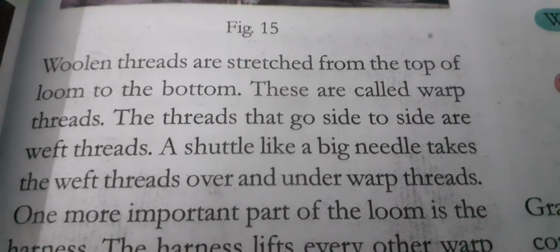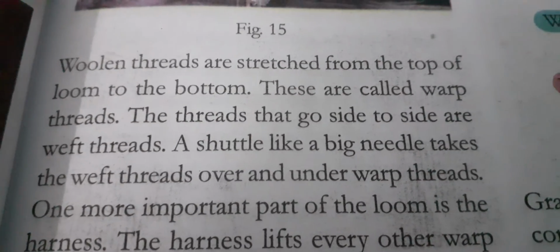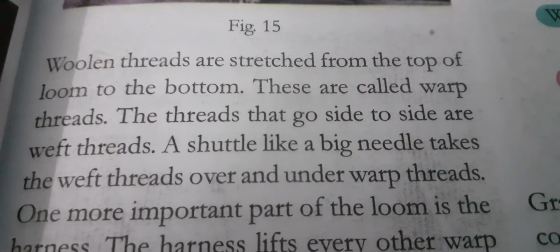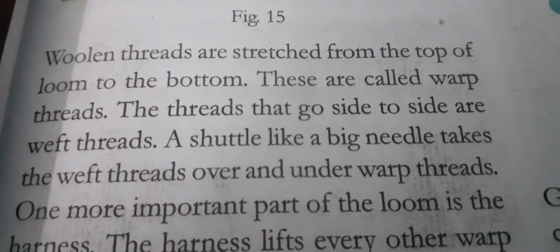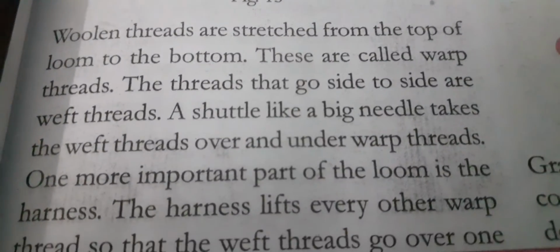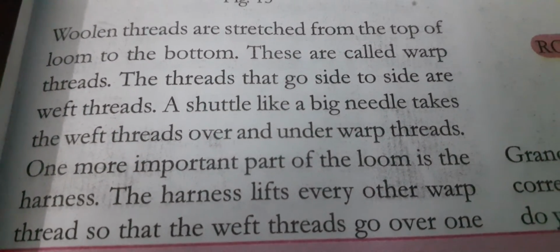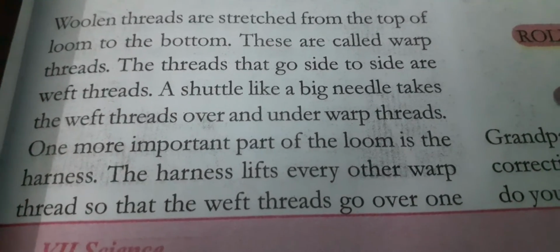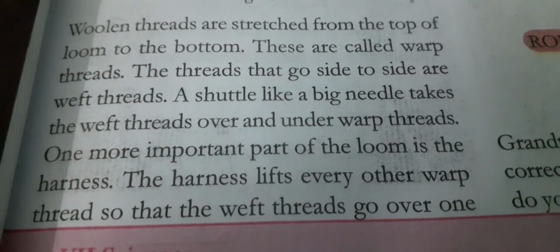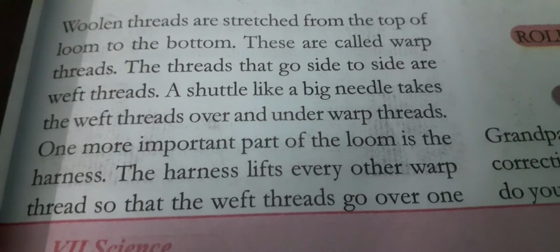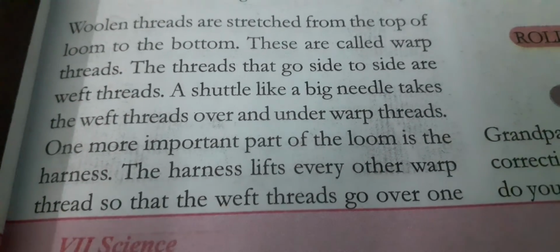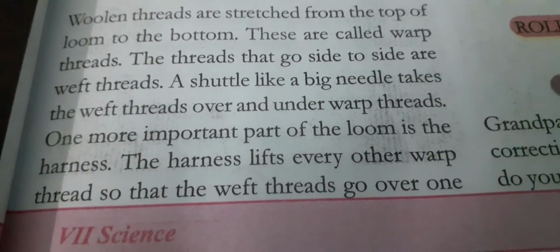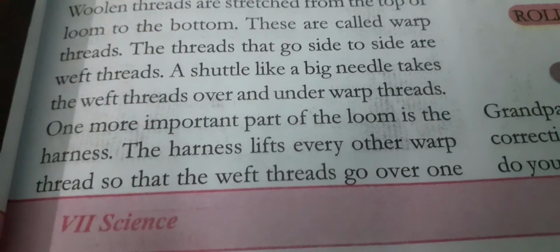The threads that go to the side are weft threads. A shuttle, like a big needle, takes the weft thread over and under the warp thread. Because of this big needle, the weft thread goes over and under the warp thread.